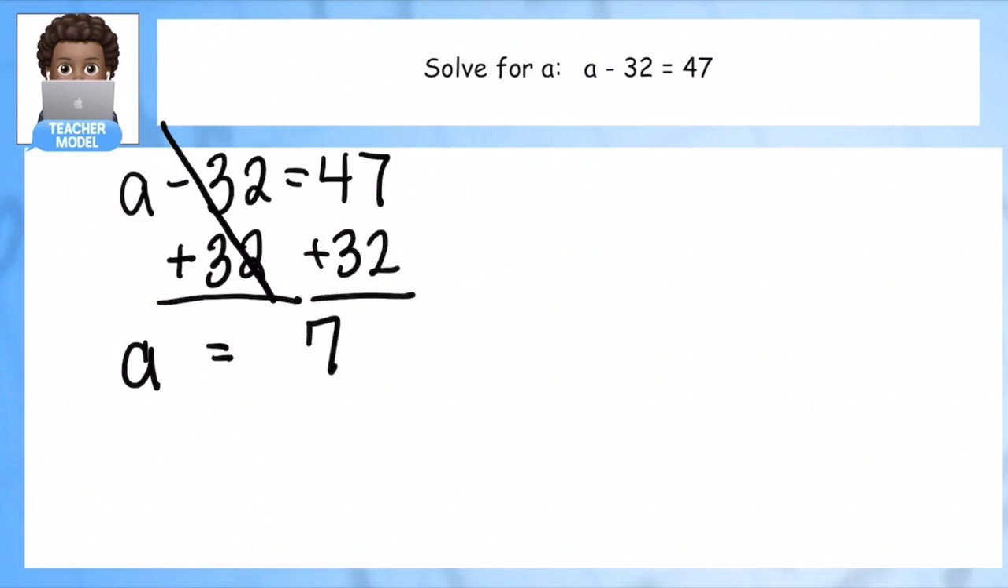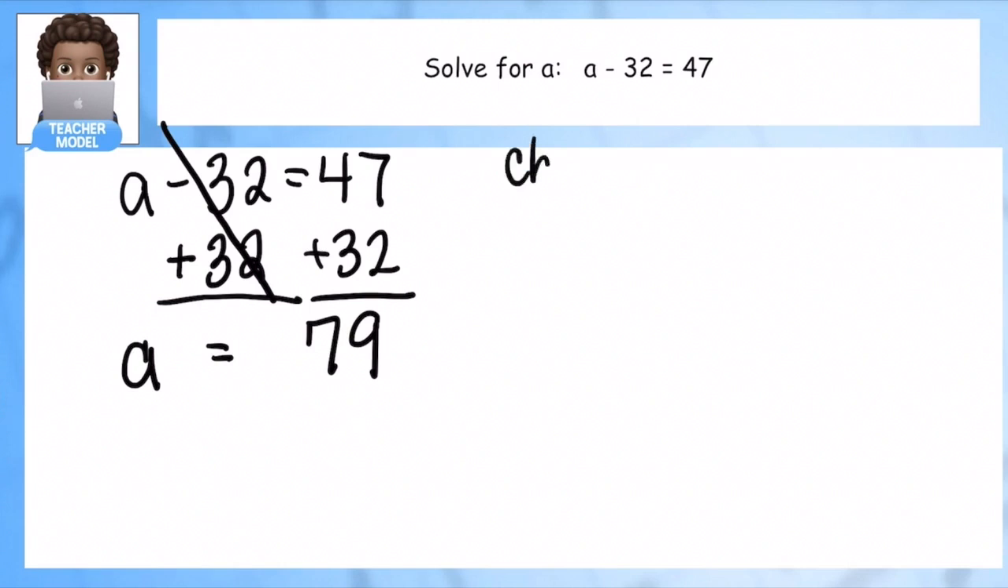And that leaves me with 79. A has a value of 79. Before, when we were doing expressions, A could have any different answer we can plug in. We can do any number we wanted. But for an equation, only one number makes this true. And in this equation, the only value that makes it true is 79.